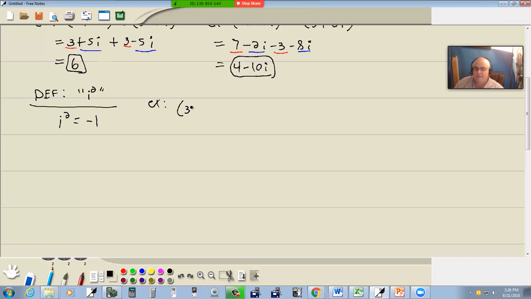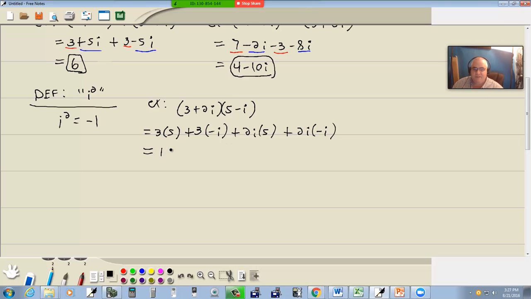So if I have 3 plus 2i times 5 minus i, and I'm multiplying these together, we would FOIL. So you take 3 times 5, multiply your first parts together, plus 3 times negative i, our outer parts, 3 and the negative i, plus 2i times 5, the inner parts, plus 2i times negative i, the last parts.